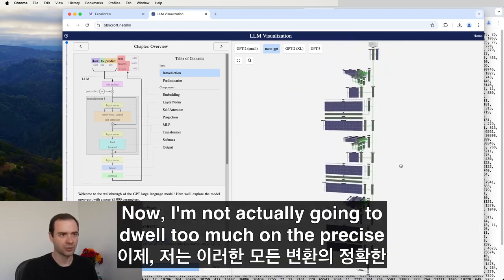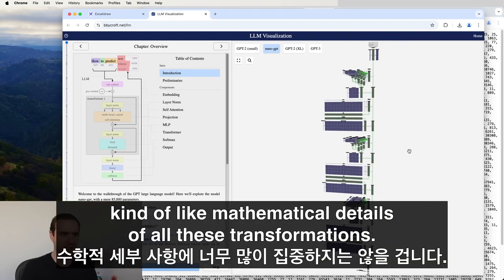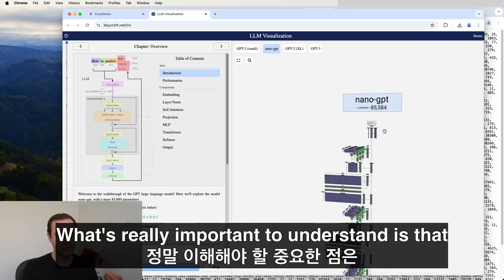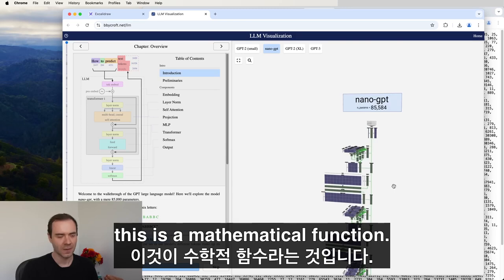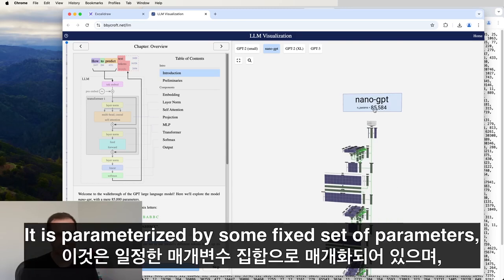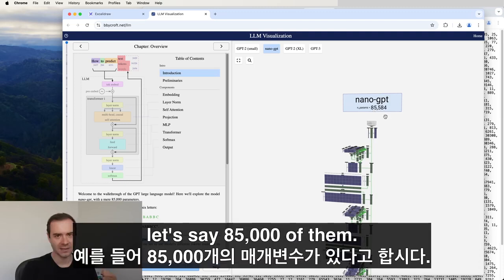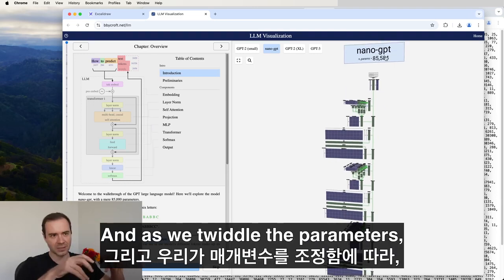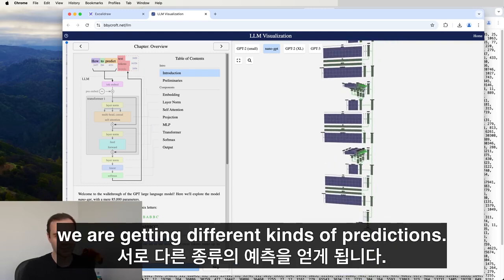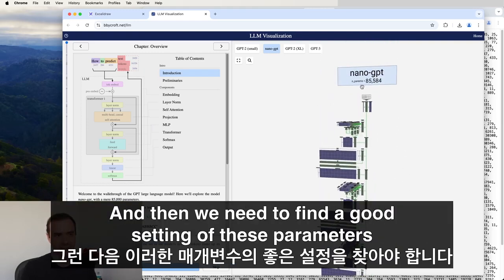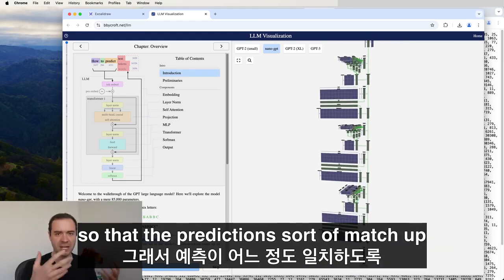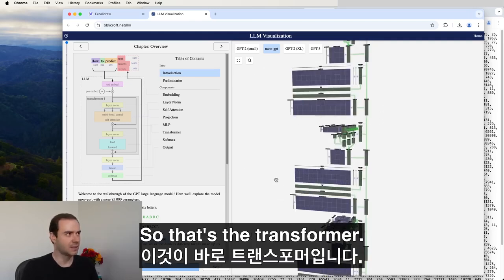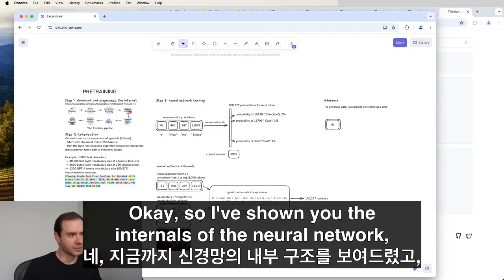Now, I'm not actually going to dwell too much on the precise mathematical details of all these transformations. Honestly, I don't think it's that important to get into. What's really important to understand is that this is a mathematical function. It is parametrized by some fixed set of parameters, like say 85,000 of them. And it is a way of transforming inputs into outputs. As we twiddle the parameters, we are getting different kinds of predictions. And then we need to find a good setting of these parameters so that the predictions match up with the patterns seen in the training set. So that's the transformer.